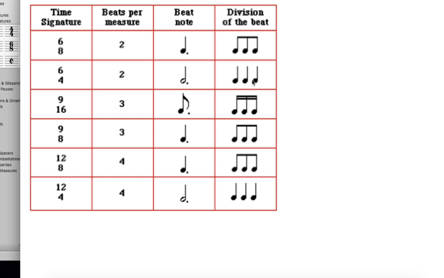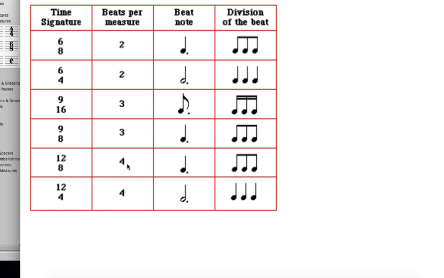quarter notes are the division of the beat. 3 quarter notes are the division of the beat. 9/16, 3 dotted eighth notes is what gets the pulse, and then the division of the beat is 3 16th notes. 9/8, 3 dotted quarter notes, and 3 eighth notes is the division of the beat.